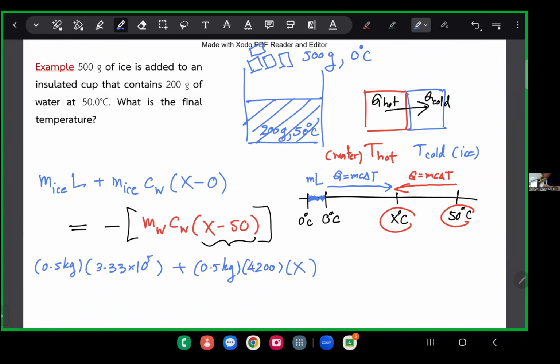All right, and then you equate this to the negative of the mass of the water, 200 gram, 0.2 kilogram. The specific heat of water is still 4,200, same. And then X minus 50. Here we go. And from this point, you can evaluate X and your job is done. Everyone good? All right. So that is how you apply the stuff that we learned today.